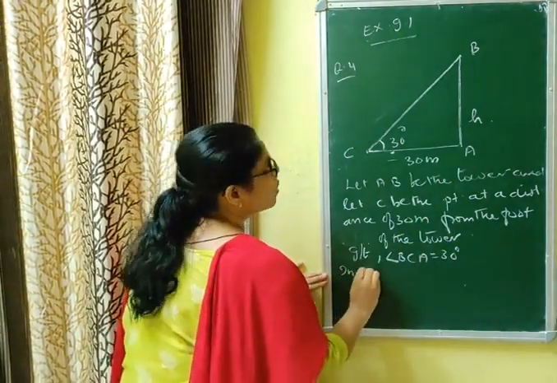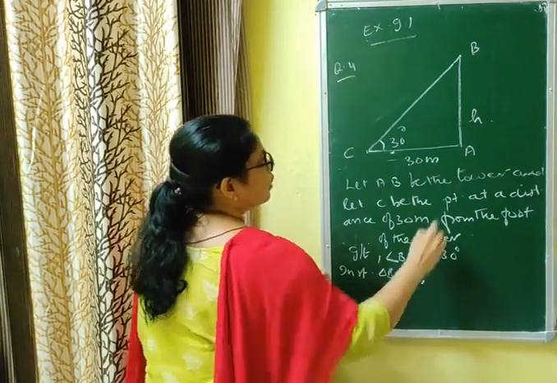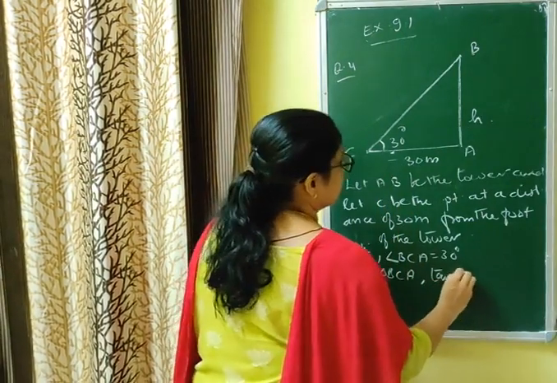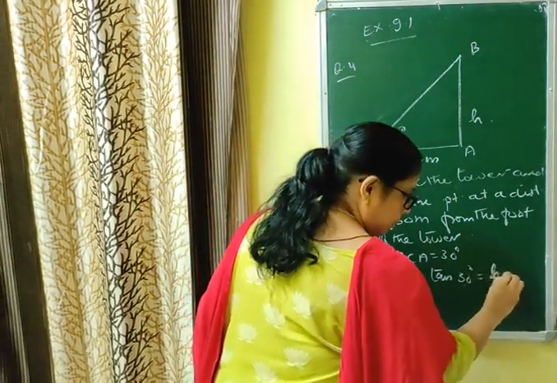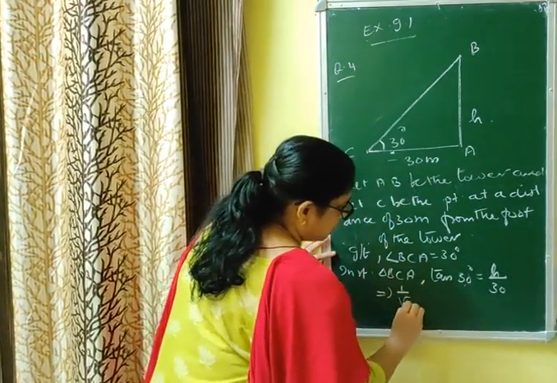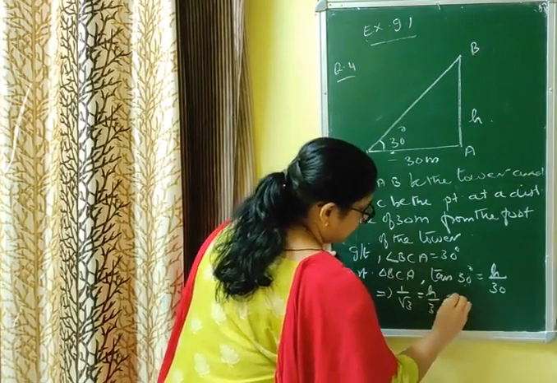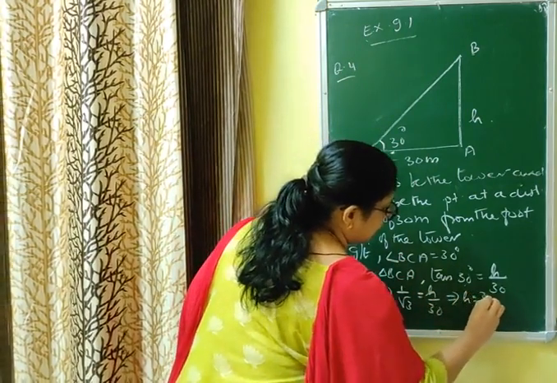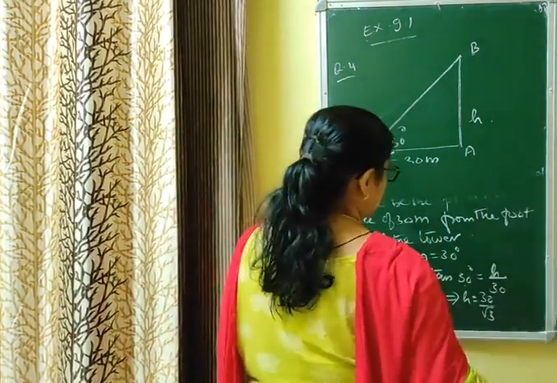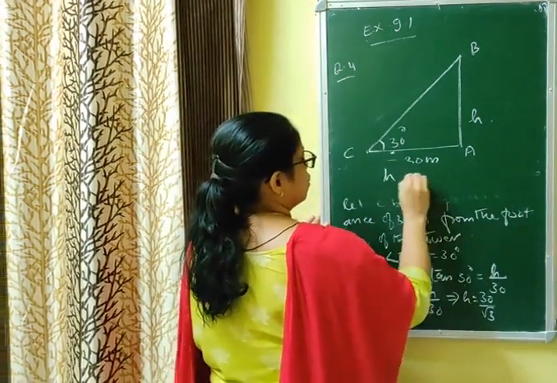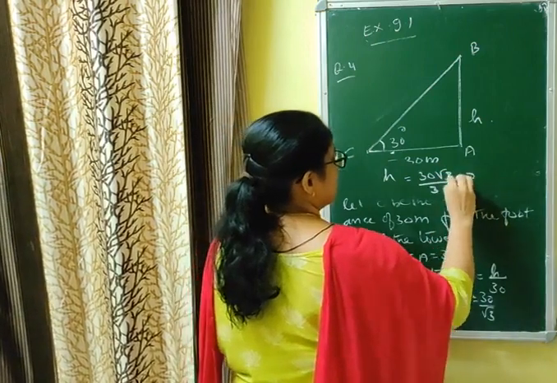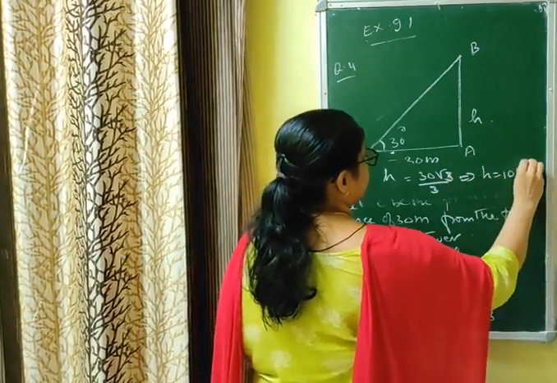In right triangle BCA, the relationship between P and B, what do we write? Yes, tan theta. Tan 30 is equal to h by 30. Tan 30 is 1 by root 3 is equal to h by 30, implies h is equal to 30 upon root 3. By rationalization, h is equal to 30 root 3 by 3, that is, h is equal to 10 root 3 meter.